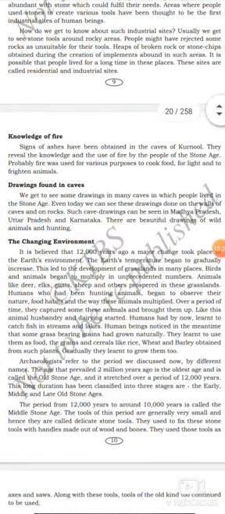Let's see now. Knowledge of fire. How did the ancient people get the knowledge about fire? Let's see now. Ashes have been obtained in the caves of Kurnool. They reveal the knowledge and the use of fire by the people of the Stone Age. Probably, fire was used for various purposes: to cook food, for light, and to frighten animals. Got it? Why did the ancient people use fire?